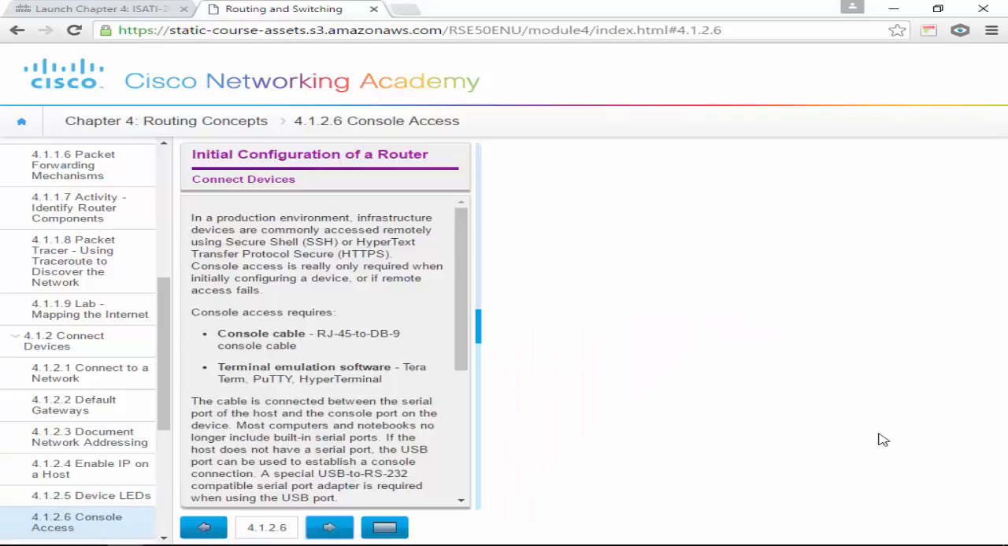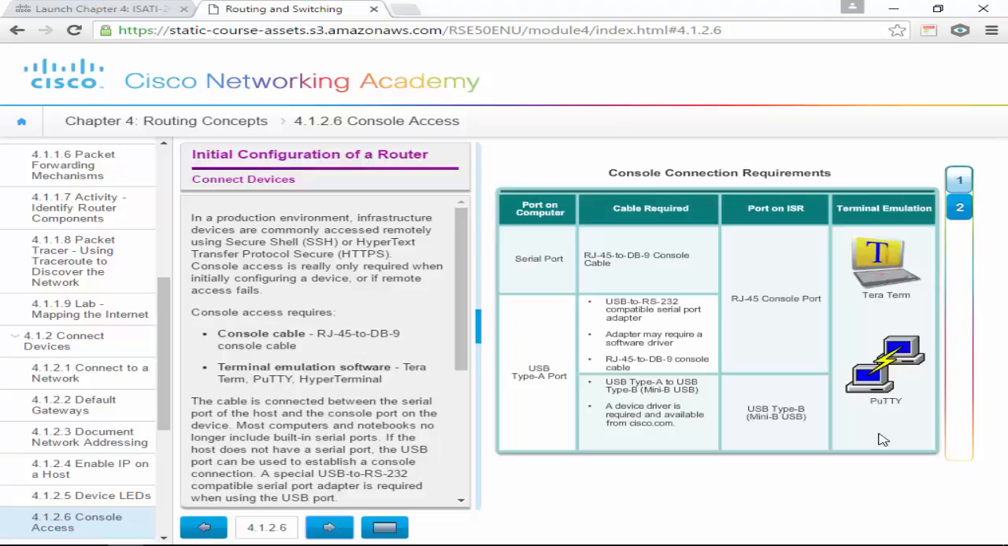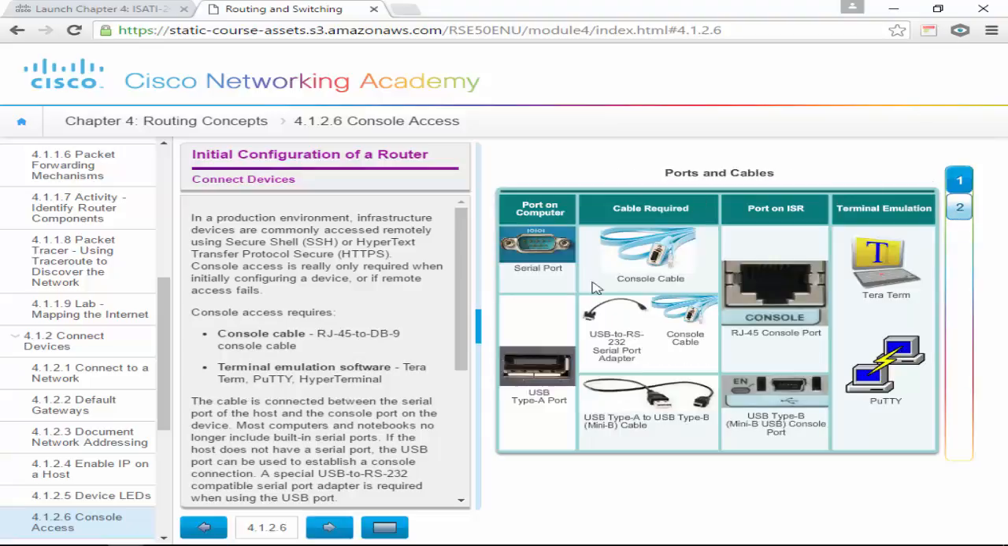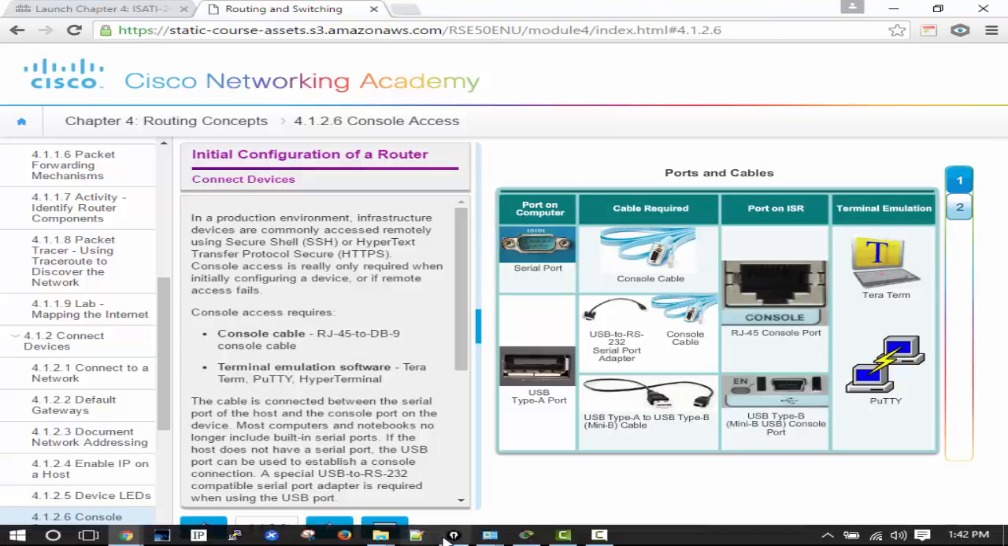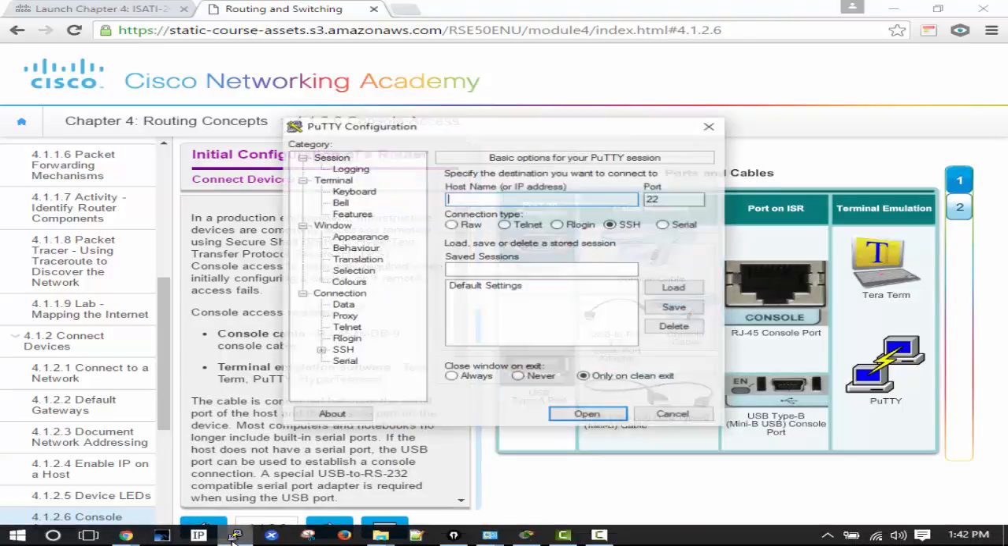Console access. Once again, console is RJ45 to DB9 or serial, right? And we do this through either TeraTerm or PuTTY or any terminal emulation software. And hopefully you guys remember that. It's what Packet Tracer is doing. Let's see, do I have PuTTY out here? I closed my PuTTY, I think, but hey, we'll fire that back up.